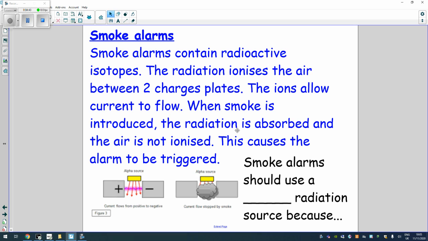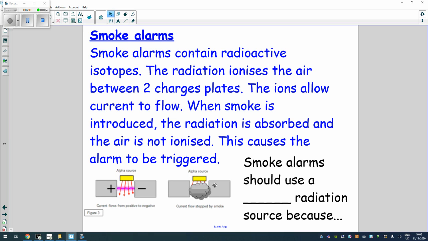When smoke is introduced, the radiation is absorbed and the air is not ionized. And so basically, when there isn't a current, that tells the smoke detector, right, there's not a current, that must mean there's smoke blocking it. So there's something wrong, I need to sound the alarm and get everybody out of the house, sort of thing.